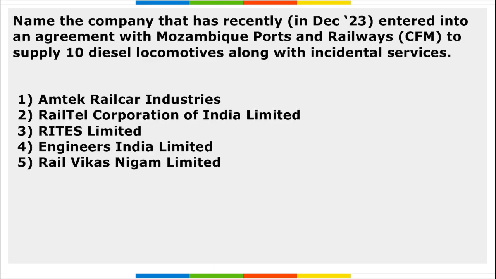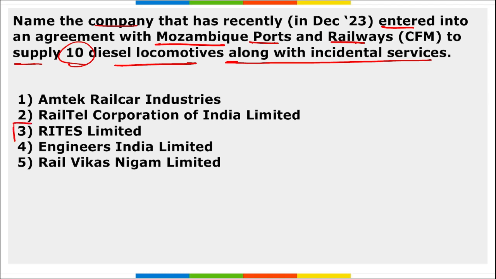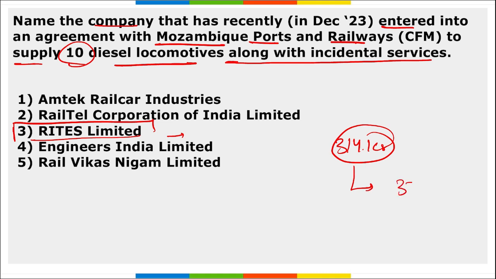Next, name the company that has recently entered into an agreement with Mozambique Ports and Railways to supply 10 diesel locomotives along with incidental services. Which is that company? It is RITES Limited, right? They have recently entered into an agreement with Mozambique Ports and Railways to supply 10 diesel locomotives along with their incidental services. This contract is worth 314.1 crore rupees. If converted into dollars, $37.68 million.